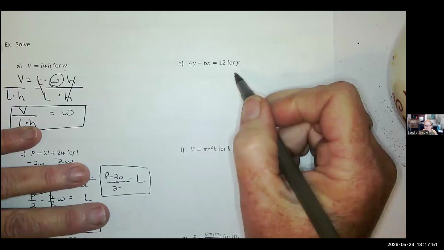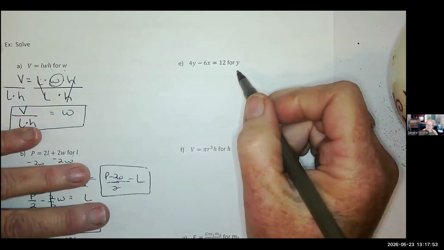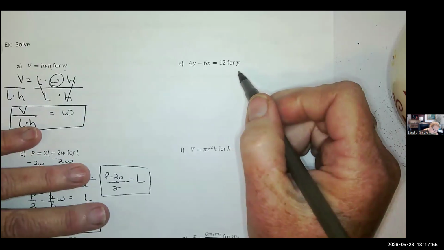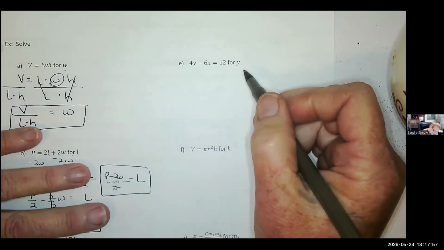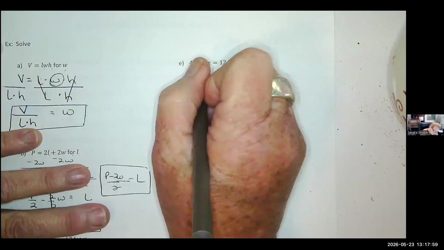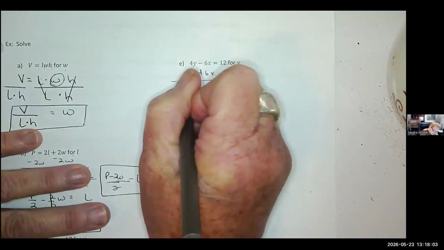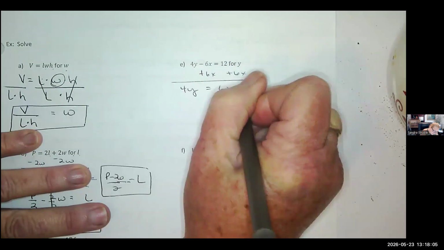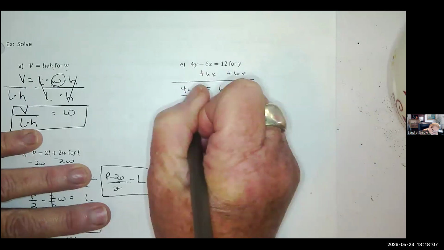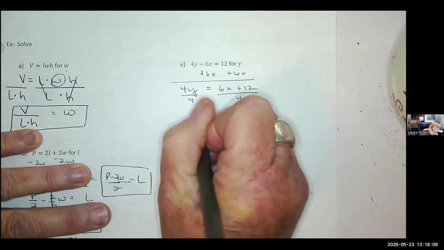The next one, solving for y. 4y minus 6x is equal to 12. Pause the video, attempt this one, and come back to see how you did. I'm going to start by adding 6x to both sides. 4y is equal to 6x plus 12. Divide both sides by 4. Y is equal to 6x plus 12 over 4.